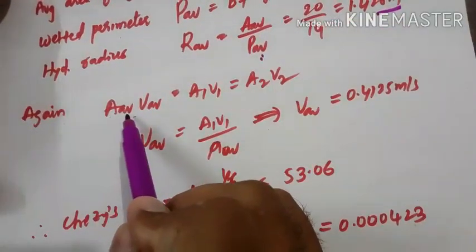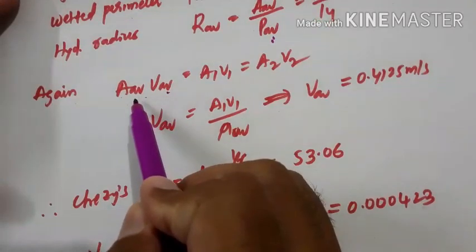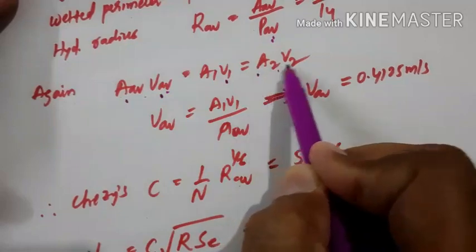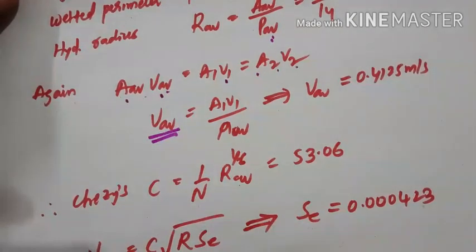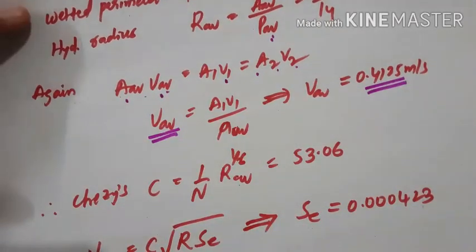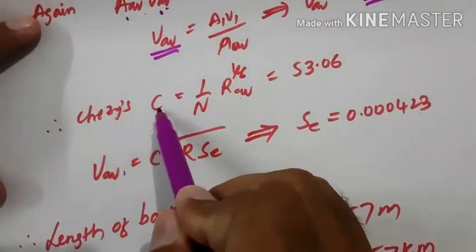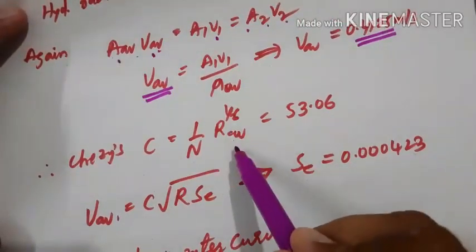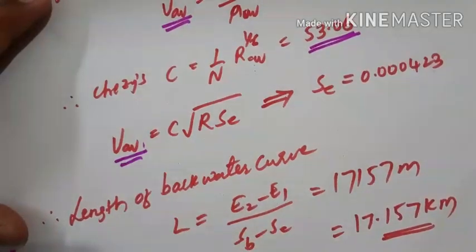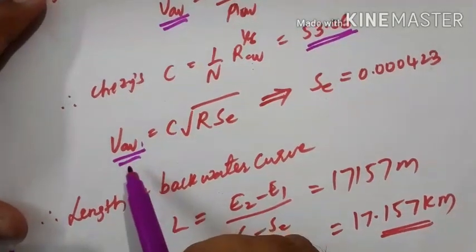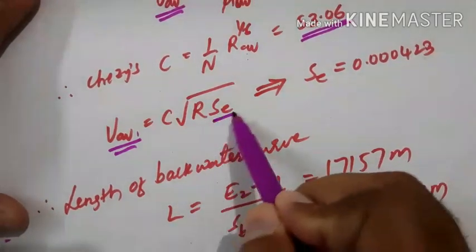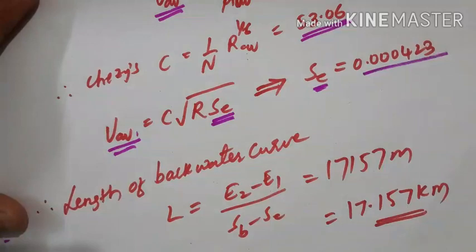Also from the continuity equation we know that a into v equal to what? That is a average into v average is equal to a1 v1 is equal to a2 v2. Then we get the v average velocity. Okay, then calculate Chezy's c by taking the average value of hydraulic radius. We get Chezy's value as this one. Then calculate v average once again. We know the v average formula, c root of r into s_e. From this we get s_e like this.